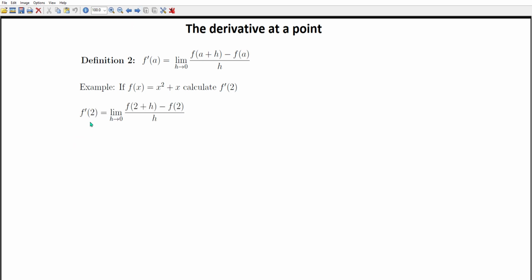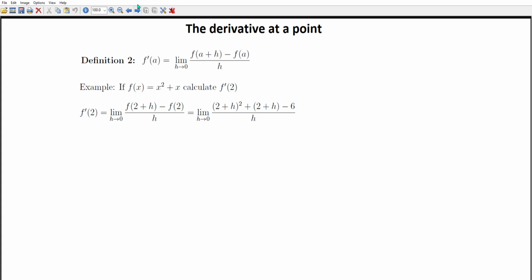So f prime of 2 is the limit as h goes to 0 of f of 2 plus h minus f of 2 over h. A is 2 here. And what we do is we plug 2 plus h into f of x, and we get 2 plus h squared plus 2 plus h here for f of 2 plus h. And as before, f of 2 is 6.